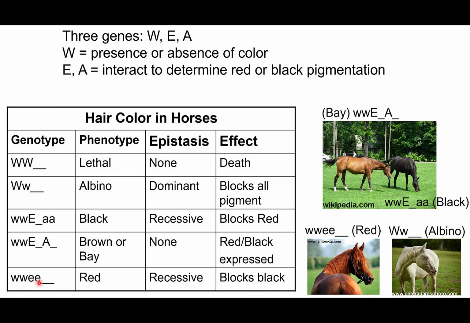If we're homozygous recessive for E, it doesn't matter at all what we are for the A. Even if we're homozygous recessive for A, we're still going to be red. This one kind of trumps the other, but it still is a recessive epistatic gene, and it will block all black, and we'll have this totally red horse. Red, the brown hair, the reddish coat. So here we have lots of different epistatics. We have dominant epistatic in the W, and then we have two different recessive epistatics in the black and the red.